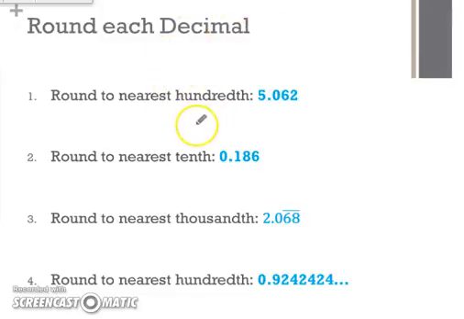Round to the nearest hundredth. For this first one, hundredth place, if you think of this as a 1, 10 hundredths, we're rounding to the 6. So we'd round it as 5.06. Next one, to the nearest tenth place. Here's our tenths. You round up because the 8 is larger, so 0.2.